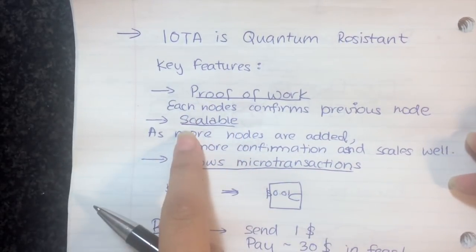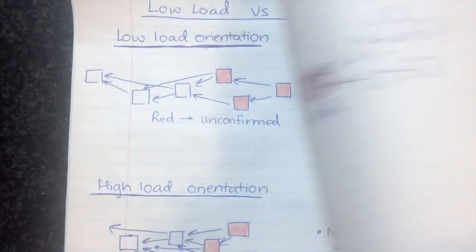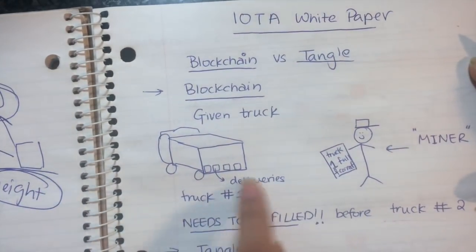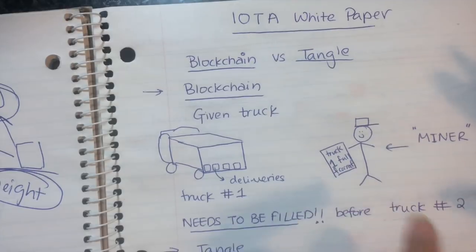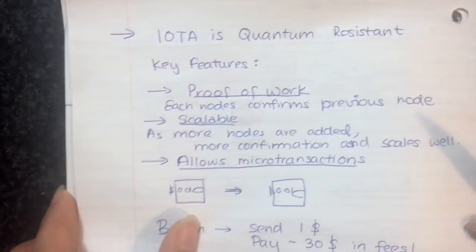It is very scalable. As you can imagine, as more nodes are joining in, more confirmation will happen. Simple as that. However, in cases such as Bitcoin, as more deliveries have to be made, the miner gets really exhausted, and he has to confirm so many trucks then. So it's less scalable compared to IOTA.